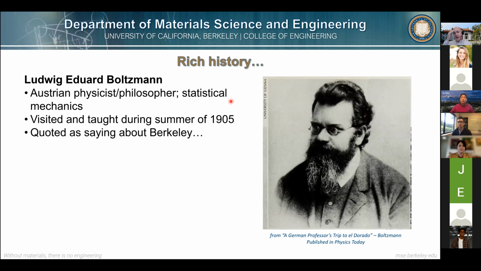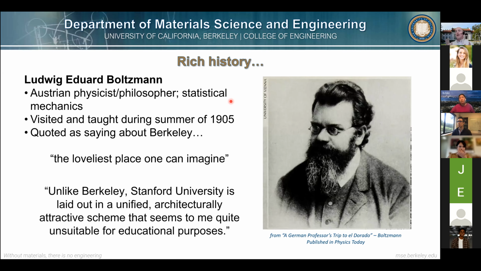He visited and taught during the summer of 1905, and he has a couple important quotes I think we should share about his time at Berkeley. One, he said it was the loveliest place one can imagine. I think we all have a strong affiliation and feeling for Berkeley in that regard. But he had another one I think is even better: unlike Berkeley, he said, Stanford University is laid out in a unified, architecturally attractive scheme that seems to me quite unsuitable for educational purposes. So we can never pass up a chance to take a dig at Stanford along the way.